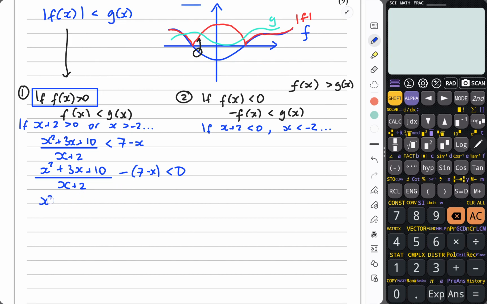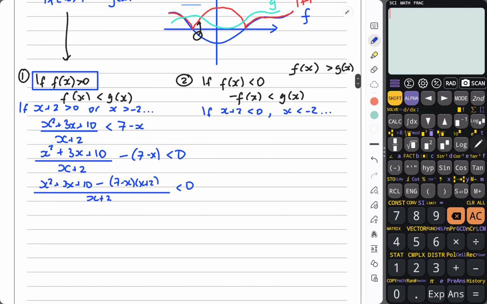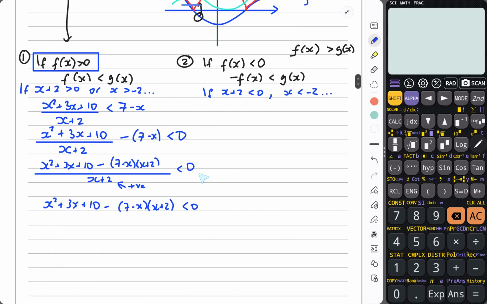So combine my common denominators: x squared plus 3x plus 10, so that's going to be (minus 7 minus x) times (x plus 2) all over x plus 2, and that's negative. And then we can pretty much ignore the bottom term at this point because we know that this thing is positive, because that's our assumption from f of x being positive. So I can just simply look at the top term, (minus 7 minus x)(x plus 2) being negative, because that's what we're trying to solve. This is almost likely times my x plus 2 here, which I can't do again because it's positive.